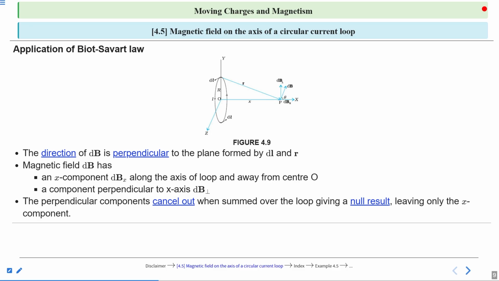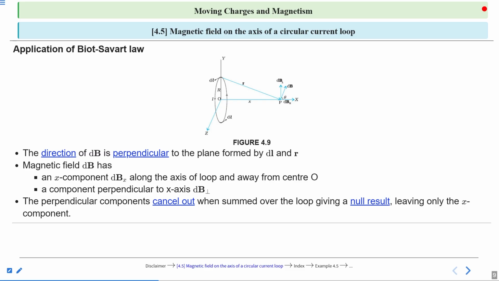Now you can see, if we consider the dl vector shown in the diagram at the lowest point of the loop, which is the diametrically opposite point. Two dl are shown in the diagram: first at the top of the loop, second at the lowest point of the loop. We are deriving the expression for the topmost element.